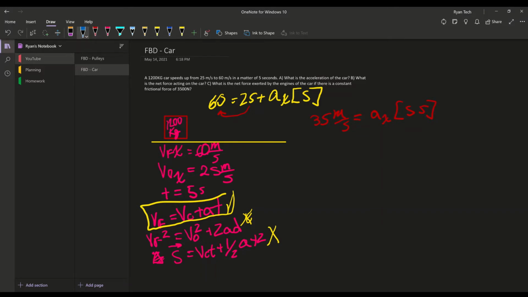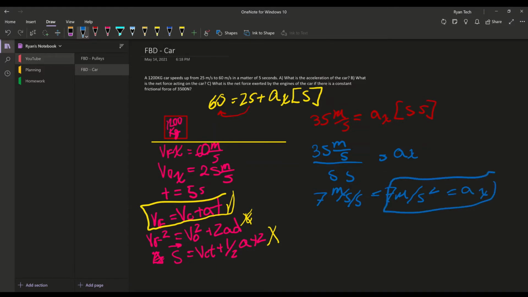Then we could divide both sides by 5, and we'll get 35 meters per second divided by 5 seconds is equal to the horizontal acceleration. 35 divided by 5 is 7, and meters per second divided by seconds is meters per second squared, so 7 meters per second squared is our horizontal acceleration. So that's the answer for part A.